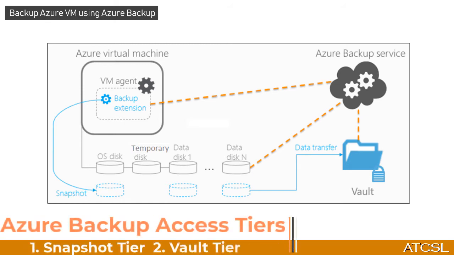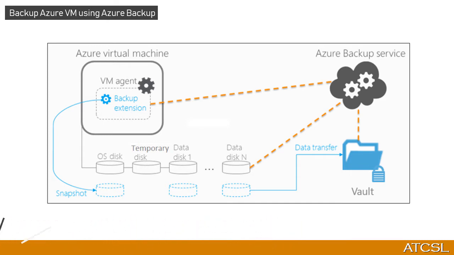One is the snapshot tier. In the snapshot tier, all the snapshots are stored locally for a maximum period of 5 days. For all sorts of operational recoveries, it is always advised that we use the snapshot tier as it is much faster. It is called the instant restore. Then we have the vault tier, where the snapshots are transferred to the vault for added security and longer retention period.